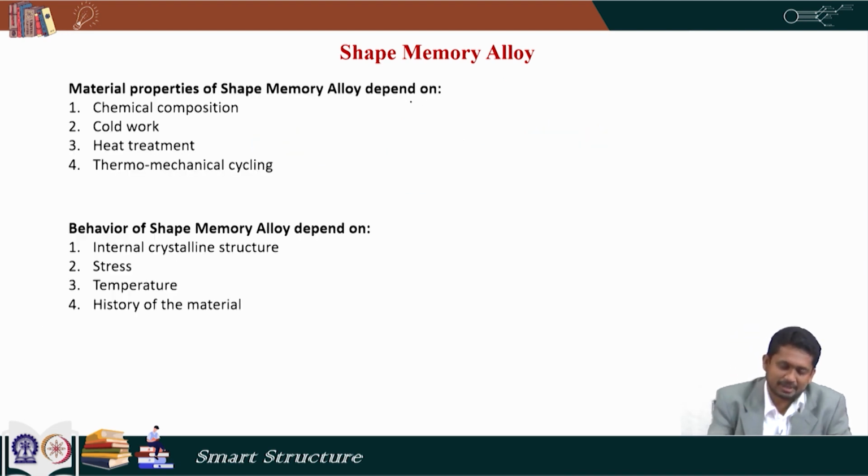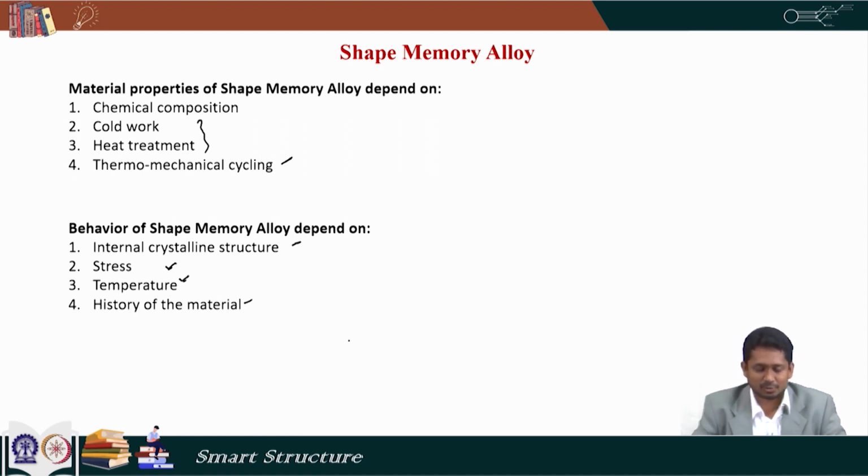The material properties depend on the chemical composition, cold work, and heat treatment. These are the processes that are generally followed while manufacturing, and thermomechanical cycling. And the material behavior depends on internal crystal structure, stress, temperature, and history of the material. So, just stress and temperature is not sufficient to know the present behavior of the material. We also need to know its history, how the stress was before, how the temperature was before, because this material shows something called path dependent behavior, and we will understand that as we progress.